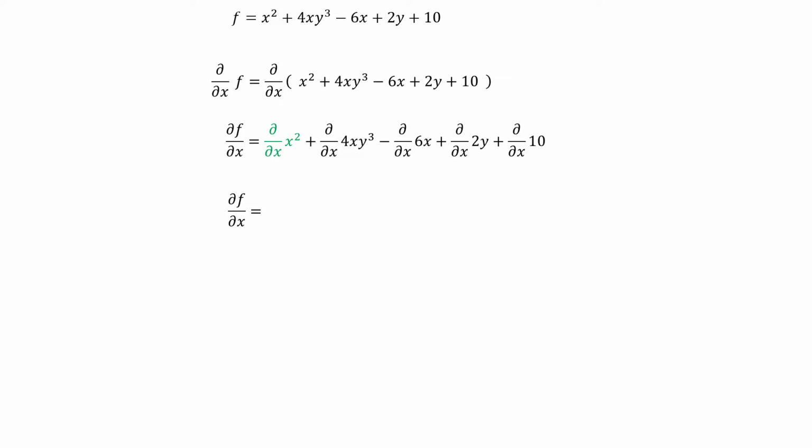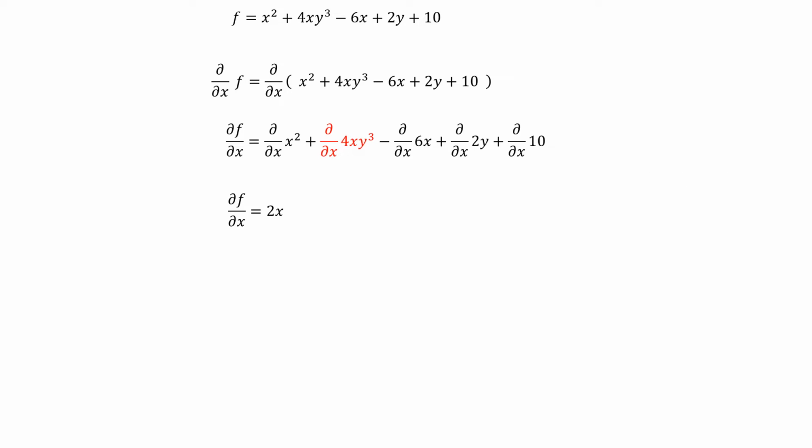Well, in this first term, there are no y's. There are no variables other than x, and therefore the partial derivative is the same as the ordinary derivative. The second term here, however, has a y in it, but we're differentiating it with respect to the variable x. That means that we are to assume, for derivative purposes, that y is a constant and not changing.